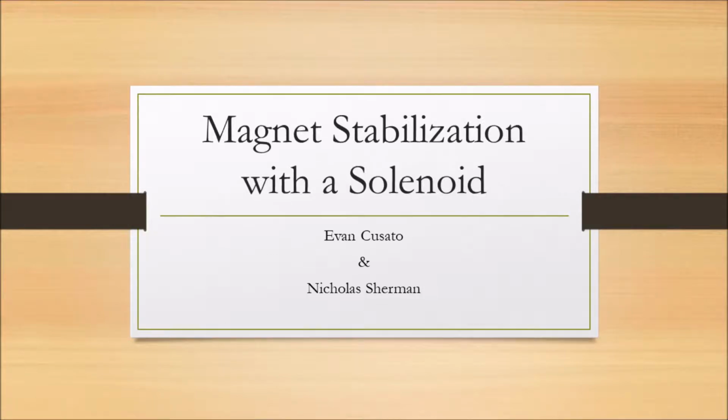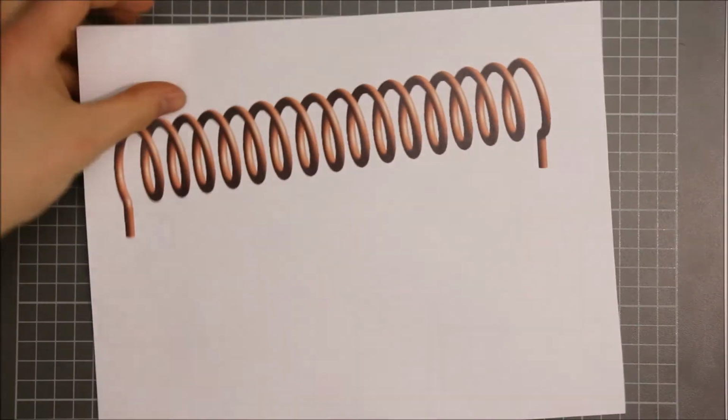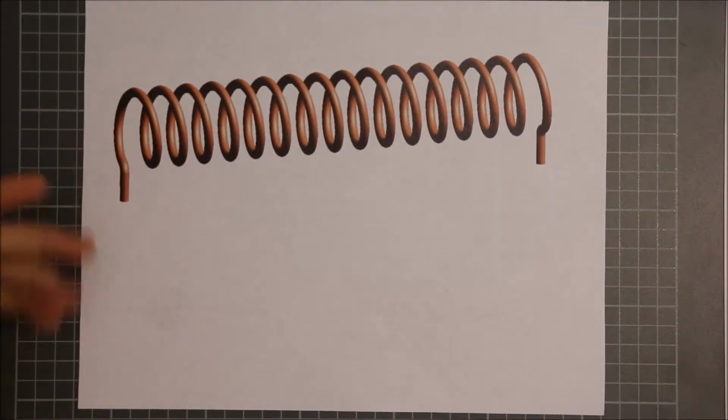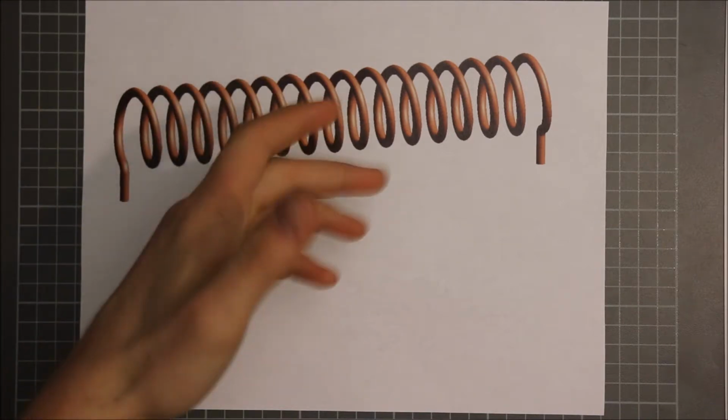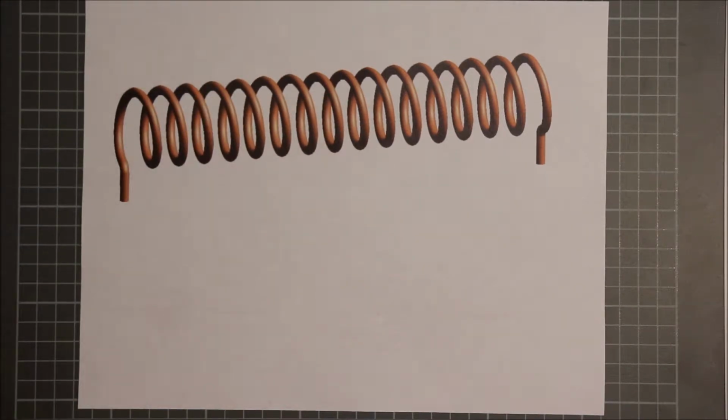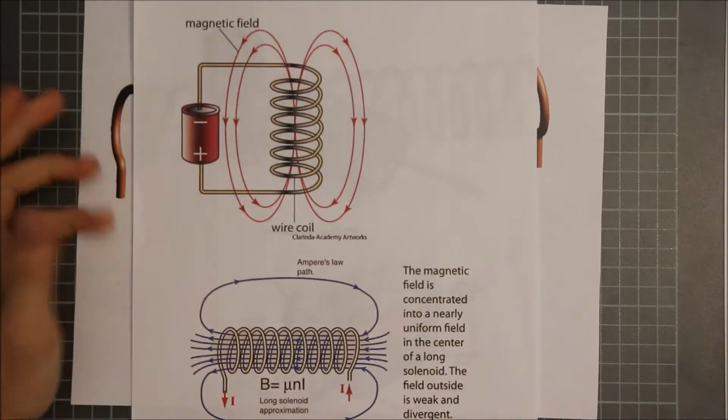Hello and welcome to our final E&M project, using solenoids as magnetic stabilization and control systems. Now here we have an image of a basic solenoid. A solenoid is essentially just a helical loop of wire that's been wrapped around N number of times to actually generate a magnetic field when you have a current pumped through it.